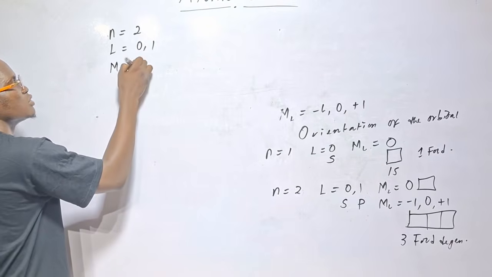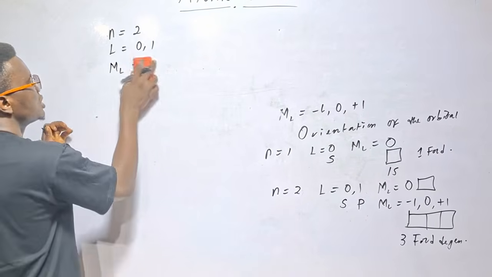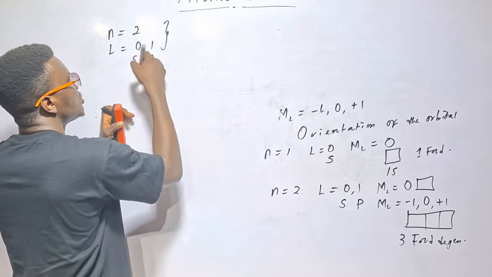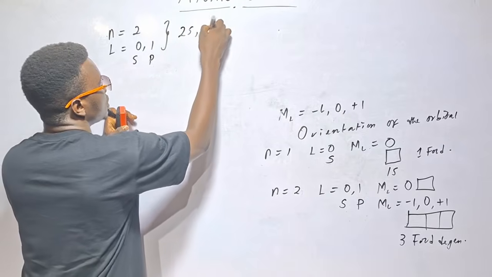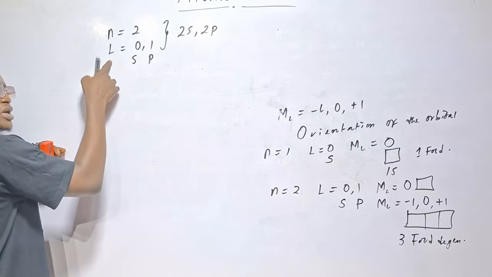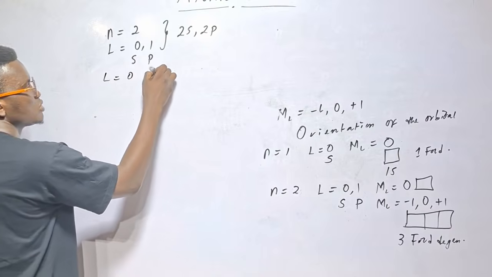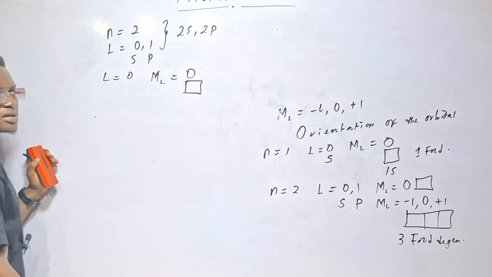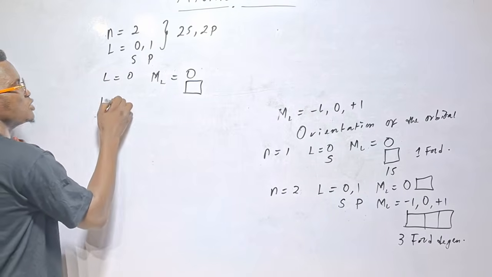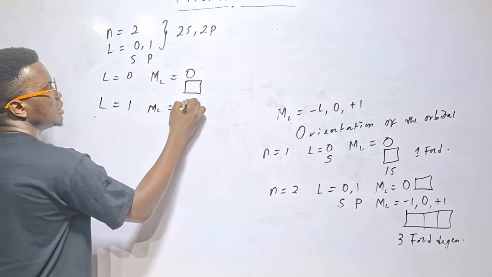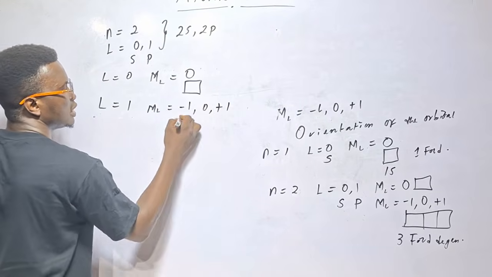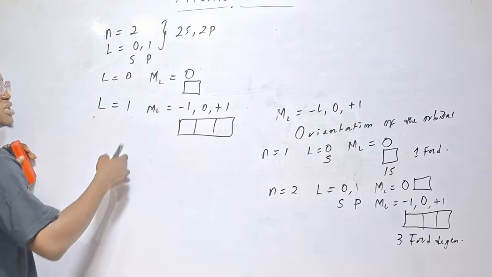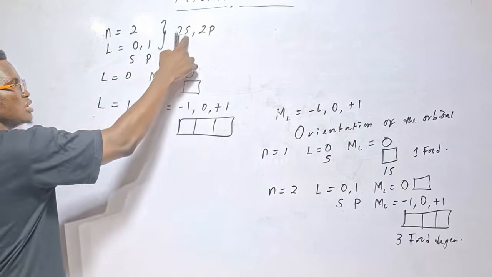ML. So let me do it this way. This represents S and P. So this represents 2s and 2p. So now, ML depends on L. If L is 0, ML is going to be 0. Do you agree? That means that it will only have one-fold degeneracy. If L is 1, ML is going to be minus 1, 0, plus 1. And that means it's going to have threefold degeneracy. So that means the P is divided into 3, S is just 1.